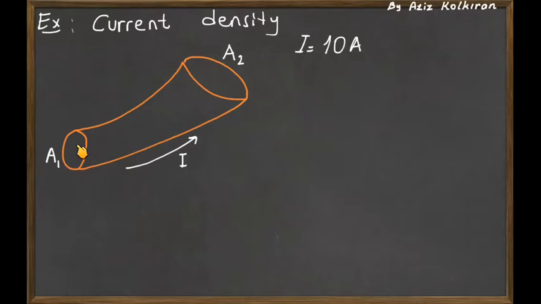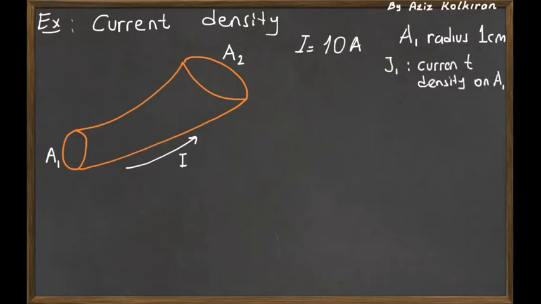So we call the cross section of one end of the conductor A1. This is supposed to be a circular area, and the other end has another cross section, A2, which is larger than A1. This is again supposed to be a circular area, and A1 is given the radius of 1 centimeter, and the current density on A1 is given as J1, and the current density on A2 is given as J2.